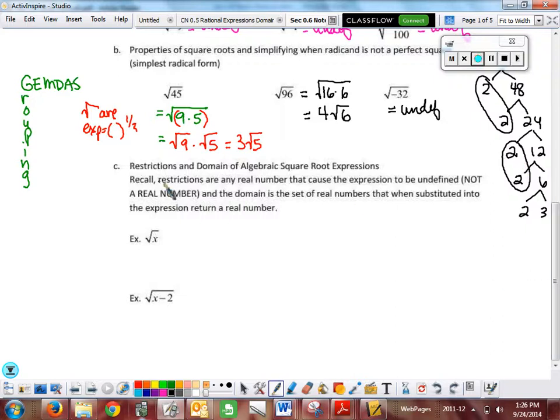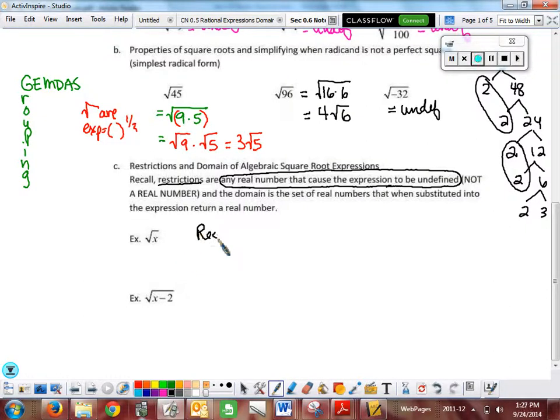All right, so reminder, your restrictions are any number that causes the expression to be undefined. Okay, and our domain is all the numbers that we're keeping that make it defined, that turn into a real number. So we take the reals minus the restrictions, and we end up with our domain. Now, in the fraction world, when we take out the restrictions, usually they were only like 1 or 2 or 3 of them, because only a finite number of values would make the denominator equal to 0. But what's true about our restrictions here? How many restrictions are there for square root of x?